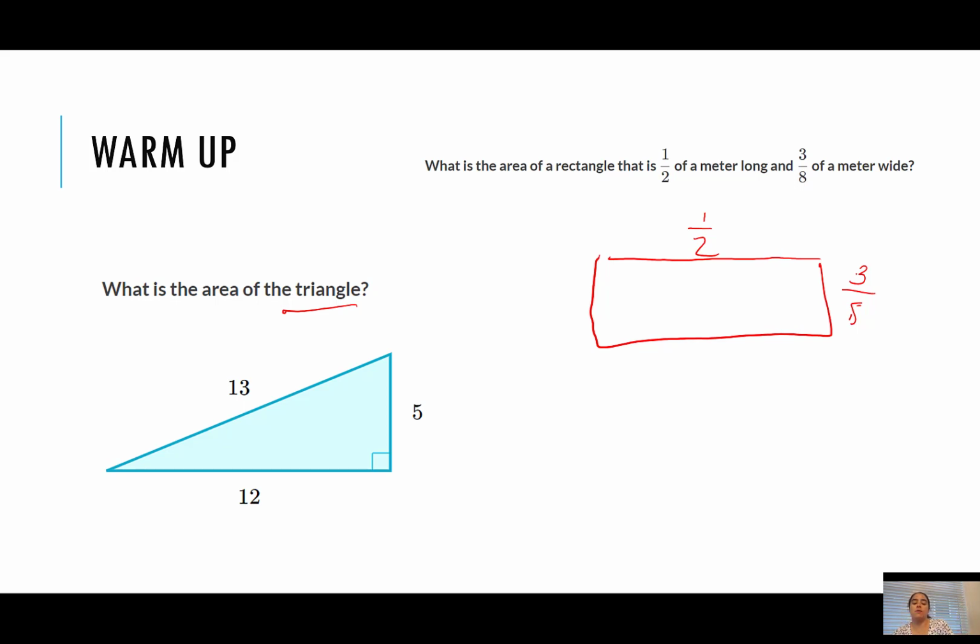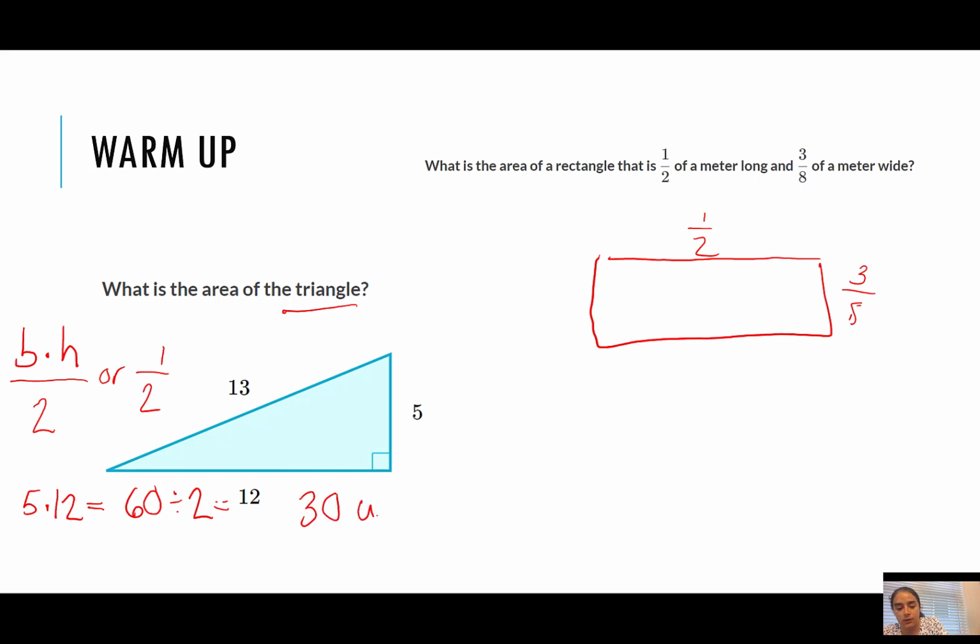All right, let's start with the area of the triangle. So the area of the triangle is base times the height, which would give you the area of an entire rectangle, because the base and height are like the length and the width. But then we have to divide by 2 or take a half, because the triangle is only half of a rectangle. So 5 times 12 is 60. 60 divided by 2, or half of 60, is 30.